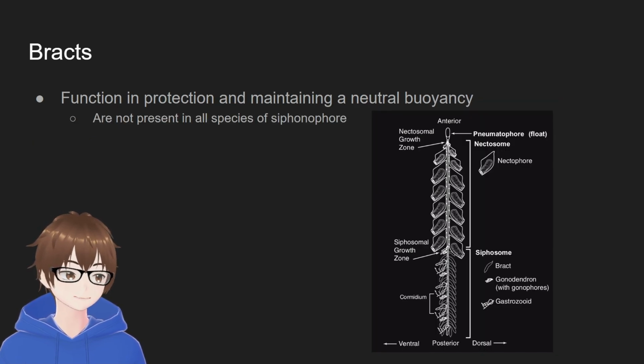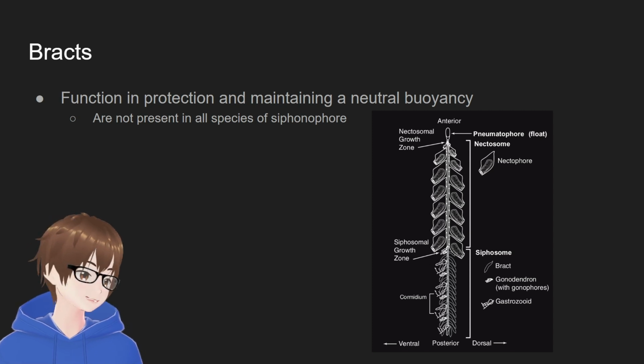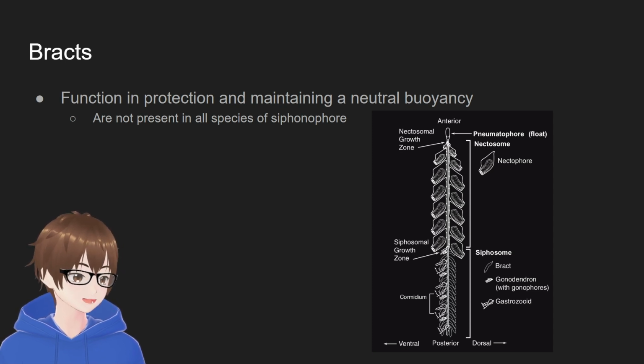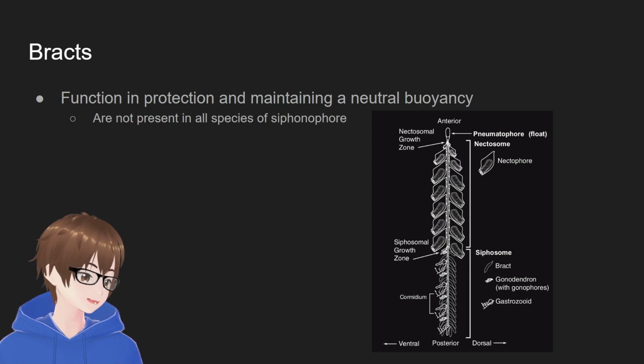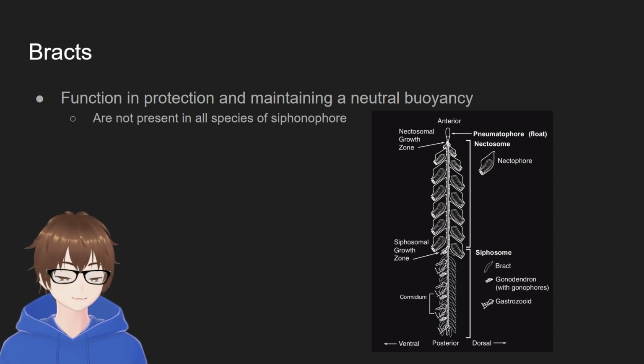Okay, brackets. I'll be honest with you, I could not find very much on brackets, okay? I do have their function, which is protection and maintaining of neutral buoyancy, but they are not present in all species of siphonophores. And I have the picture over there, and you can see the brackets are those little black, kind of banana-shaped things that are on the side of the siphonophore. They're there for protection and maintaining neutral buoyancy, like I said. Not much to them.